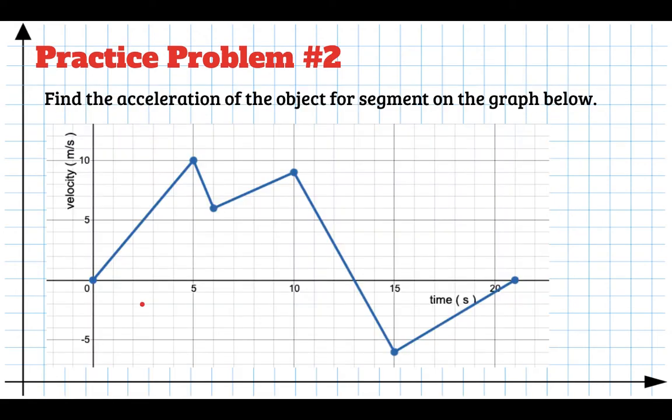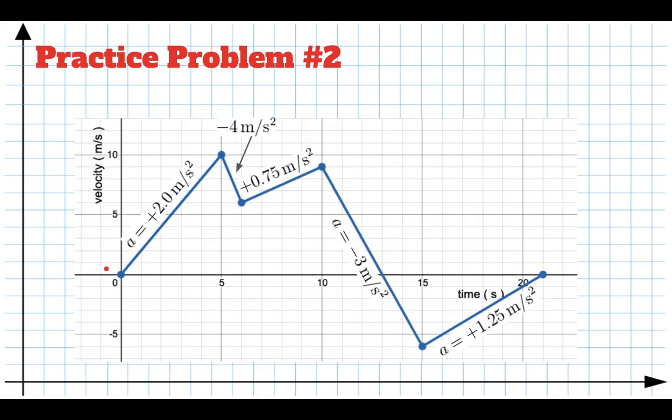All right, so just for fun, if you were to try to graph an acceleration versus time graph for this, you would need to find the acceleration or the slope of each segment. You can do that if you want. Pause the video. And here are my answers. For the first segment, the acceleration is +2. For the second segment, it's -4. For the third segment, it's positive 0.75. Then it's -3. And then the last section, it's positive 1.25.